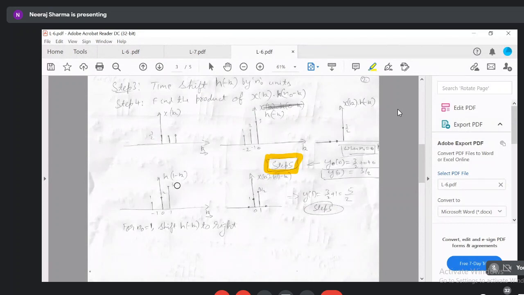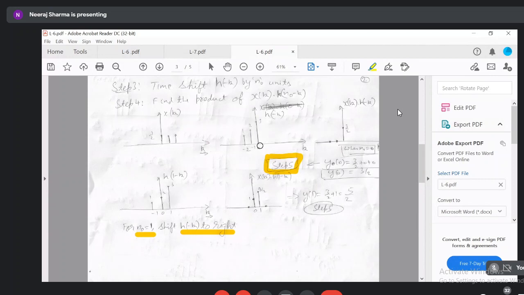Next is, let us assume that n naught is positive. When n naught is positive and say it is equal to 1, that is for n naught equal to 1, which is greater than 0, the signal h minus k will be shifted towards the right hand side. So this is h minus k, it will be shifted by 1 unit towards the right hand side. So this signal has been shifted.